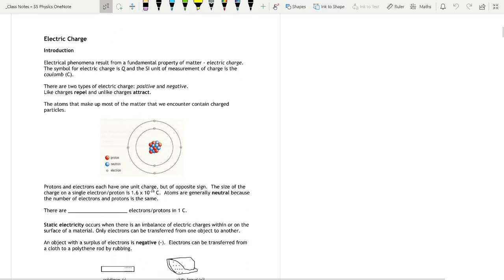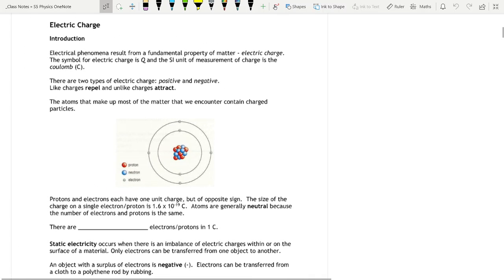Right, so we're going to start off with the basics. We're recovering the stuff that we have done in second year. So, electric phenomena result from a fundamental property of matter, electric charge. The symbol for electric charge, you know already, is Q, and the SI unit of measurement is the coulomb, capital C. And there are two types of charge, positive and negative. Like charges repel, unlike charges attract. None of that is new to you, okay?